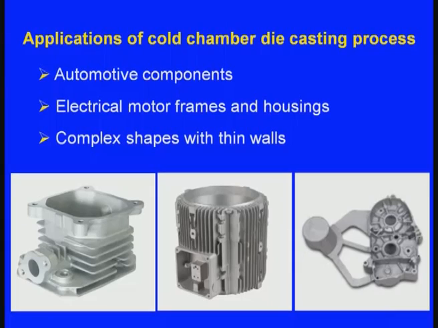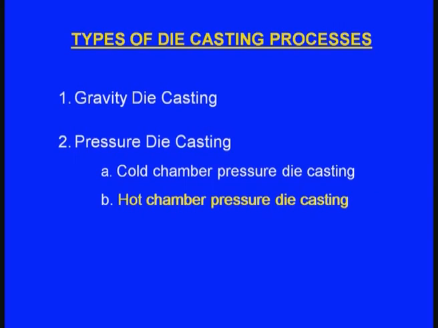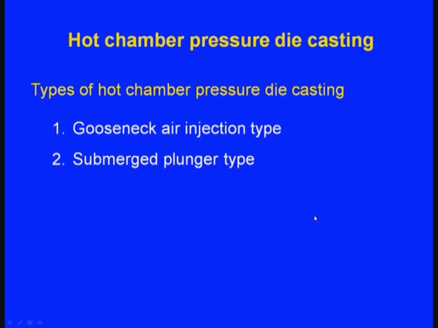Next one, complex shapes and thin walls. Here we can see there are complex shapes and also thin walls. So, this component is also made by the cold chamber die casting process. Next one, we will see the hot chamber pressure die casting process. Before going further, it has two subclassifications.